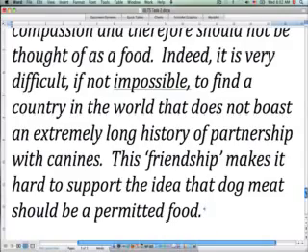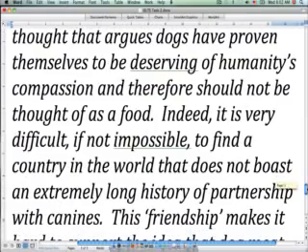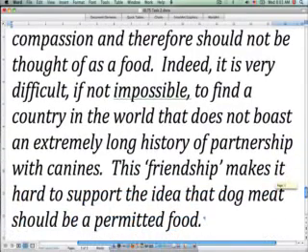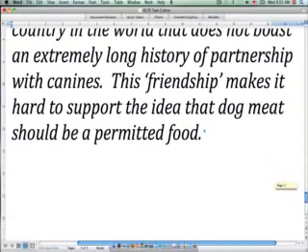Okay, let me just check this paragraph from the beginning. However, there is another pool of thought that argues dogs have proven themselves to be deserving of humanity's compassion and therefore should not be thought of as a food. Indeed, it is very difficult, if not impossible, to find a country in the world that does not boast an extremely long history of partnership with canines. This friendship makes it hard to support the idea that dog meat should be a permitted food. Okay, good. So the sentences are working together. We've presented the idea. We've given an example. Now, this example is a little bit loose. We don't really mention a specific country. It would probably be better if we did, but we'll leave it the way it is for now.